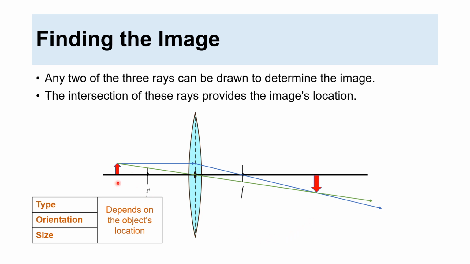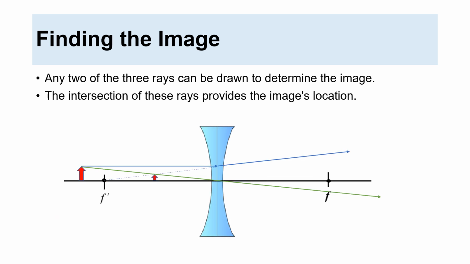For convex lens, the type, orientation, and the size of the image depends on the object's location. So if the object is moved farther from the convex lens, the type, orientation, and size of the image will also vary. If we're going to move the object towards or near the convex lens, the resulting image will also vary in terms of the type, orientation, and the size.